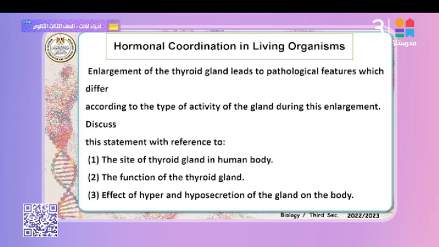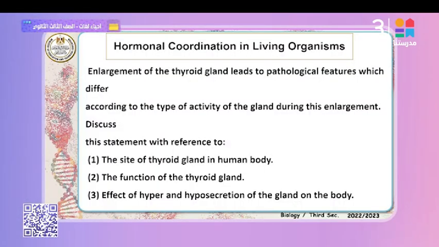It's located anteriorly, on the front of your neck. It consists of two lobes connected anteriorly by the isthmus. So when you watch the thyroid gland in frontal view, you see the two lobes connected with the isthmus, okay? From the posterior, the lobes are not connected, they are separated. That is the site of the thyroid gland.